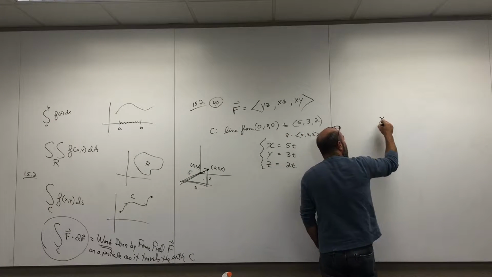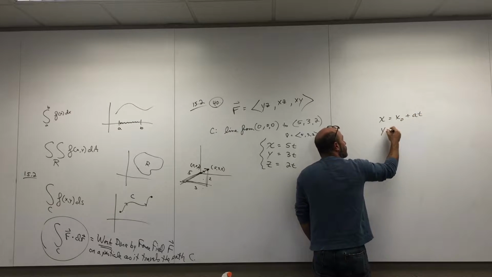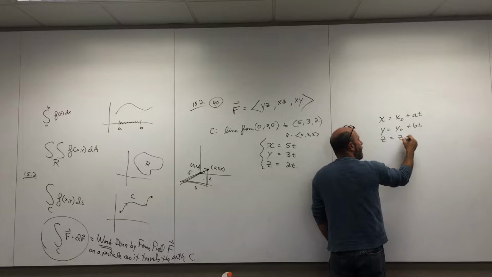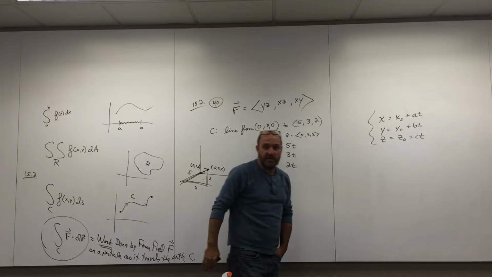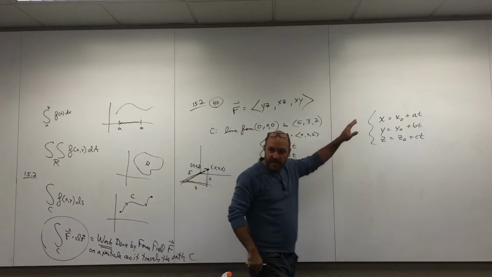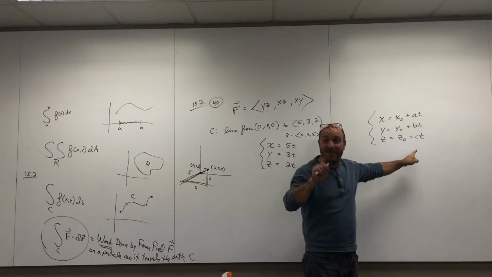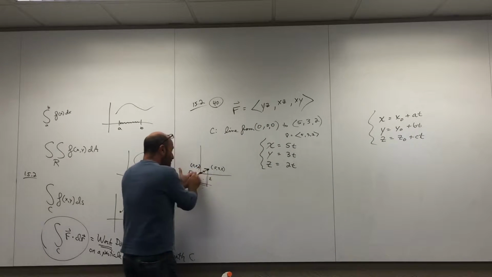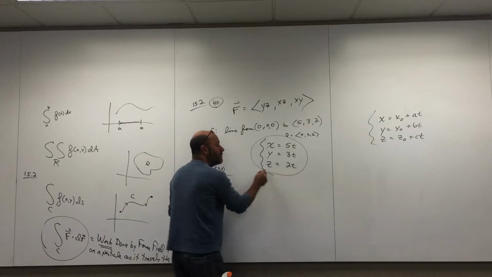I'm trying to remind you of what we call parametric equations of a line, which look like this. From chapter 11, parametric equations of a line look like that. The x naught, y naught, z naught was a point on the line. The a, b, c was a vector parallel to my line. And this was a pretty easy one. From 0, 0, 0 to 5, 3, 2, that's the equation of my line.